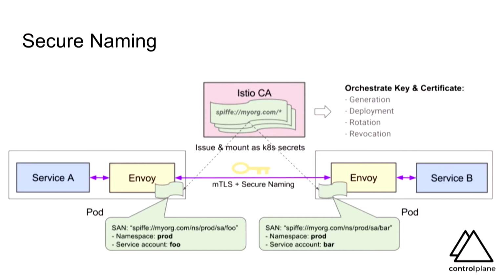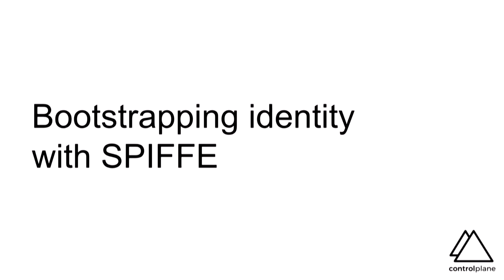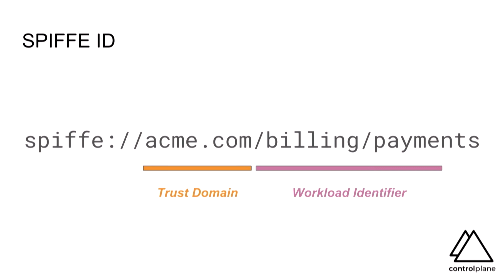So, back to the secure naming. This is the SAN and the TLS certificate, as we've mentioned, and we can add further information to uniquely identify these services. Let's just go and have a look at what SPIFFE is actually doing. As I said, SPIFFE is the spec. There's an implementation called Spire, which is slightly different.